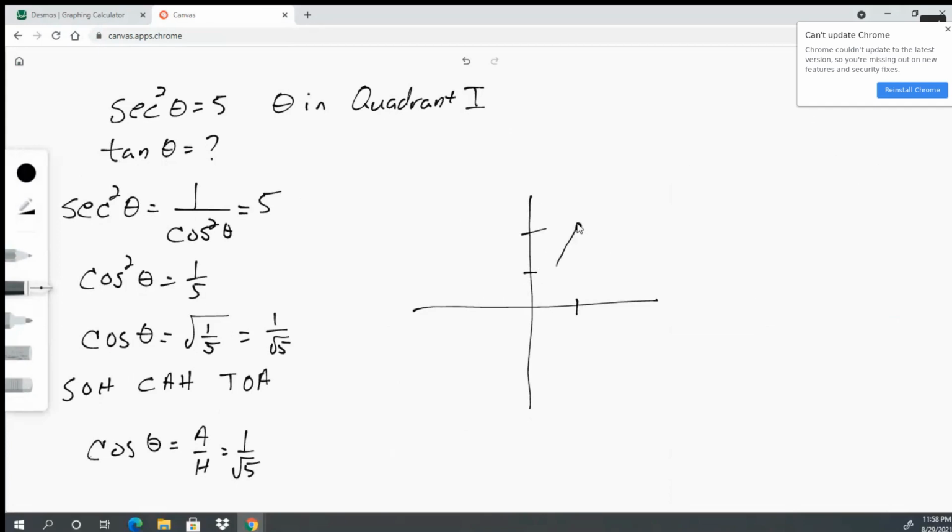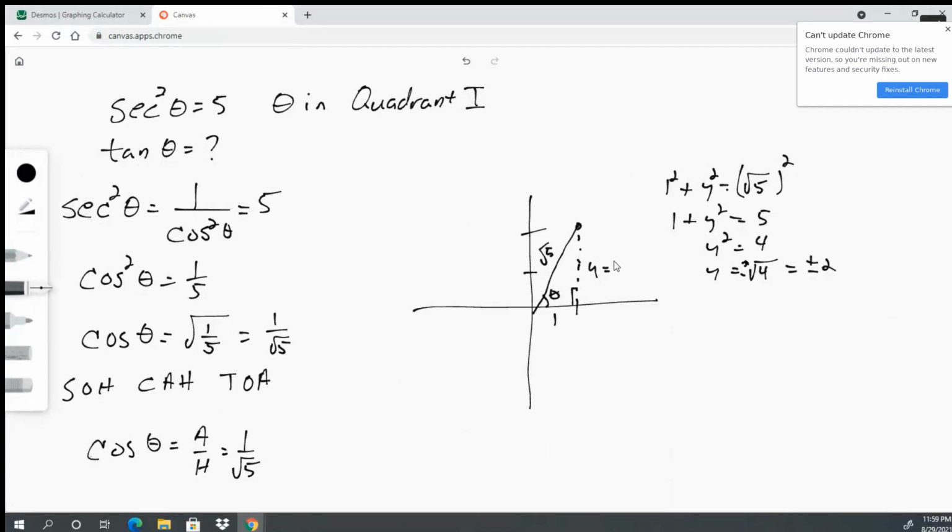And we have this point where the hypotenuse is the square root of 5, our angle is theta, our adjacent is 1, and we're trying to find the opposite, which we'll label y, right? Trying to figure out what that is. But since this is a right triangle, we have 1 squared plus y squared equals the square root of 5 squared, or 1 plus y squared equals 5. Y squared equals 4. Y equals plus or minus the square root of 4, which is equal to plus or minus 2. We know we're in quadrant 1. This has to be positive, so that's 2.